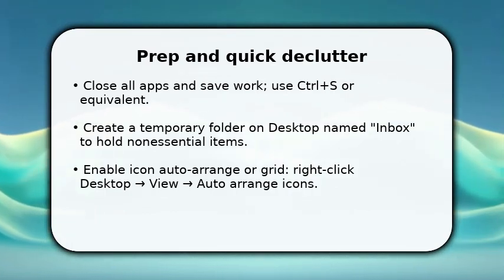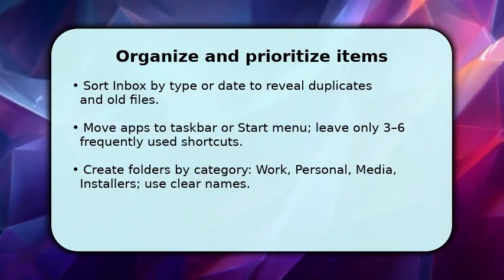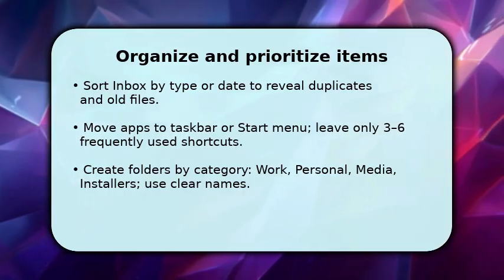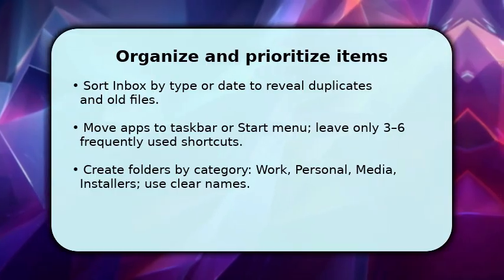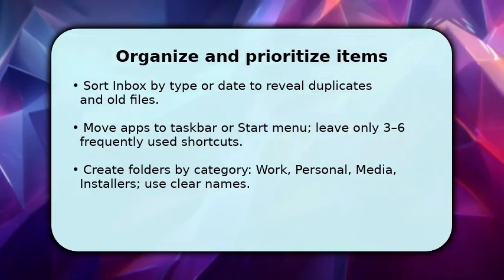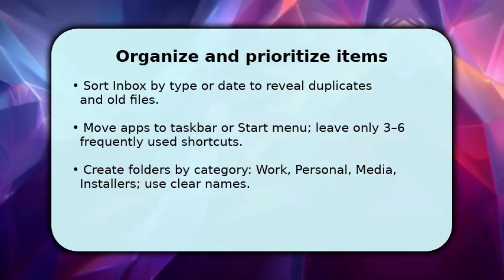You now convert the temporary Inbox into an organized system. Sort files by type or date to spot duplicates and junk, then delete or archive what you don't need. Once sorted, pin 3 to 6 frequently used apps to the taskbar or Start menu, and remove their desktop shortcuts so you reduce clutter and speed access.